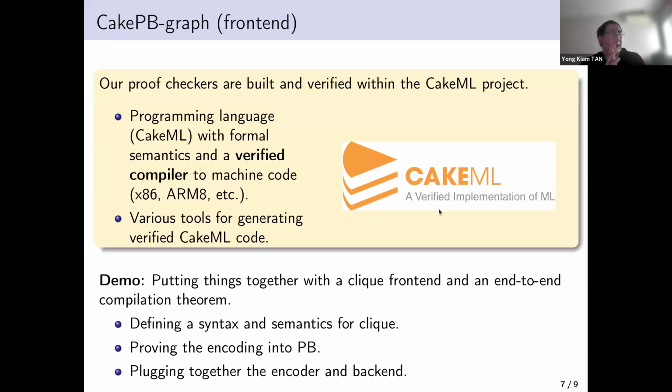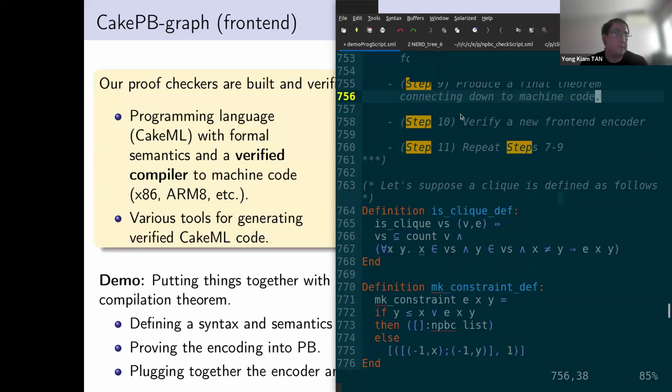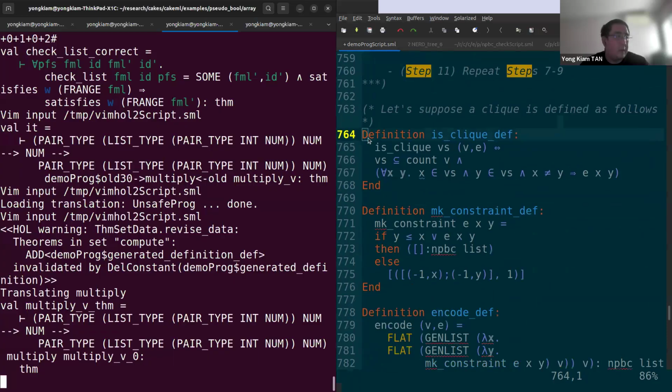But going back to this, everything I've talked about so far is just about building a backend, which, as you can see, is quite a lot of work. But as I said just now, what's nice about this is it allows us to actually build front ends as well. A front end is essentially an encoder that encodes a certain problem down into PB. So I have a short example over here, which is actually for the clique problem.